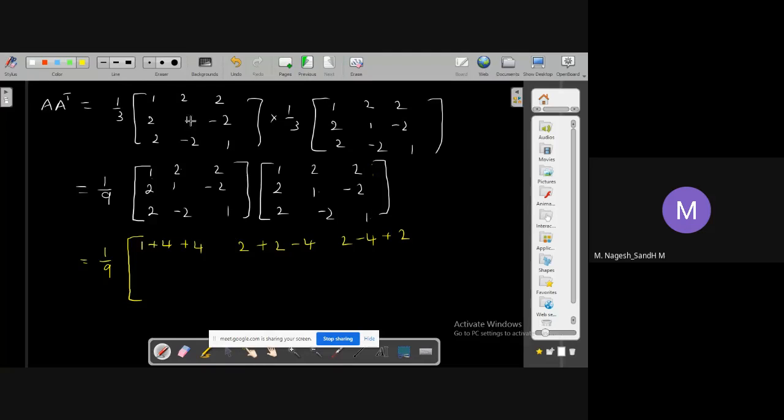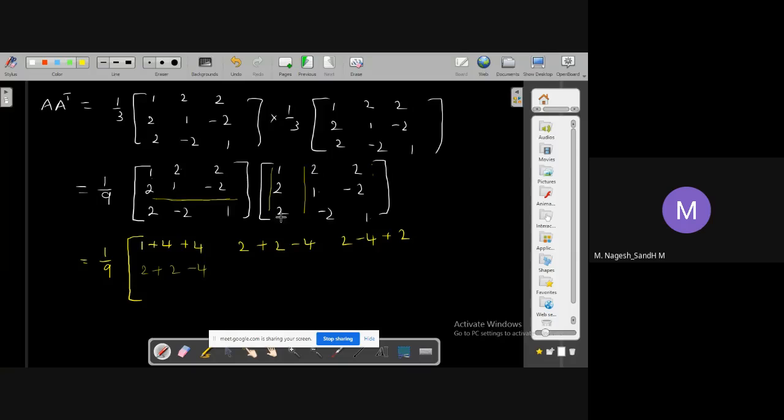Next, second row into first column. 2 ones are 2. Next, 1 into 2, 2. 2 into minus 2, minus 4. Okay. Next, second row into second column.